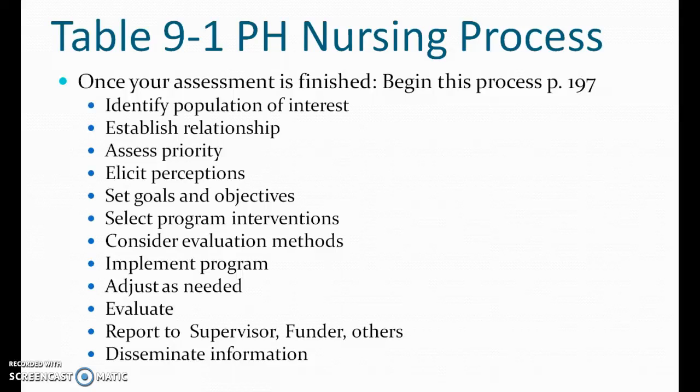So again, you're going to identify the population of interest, establish a relationship, assess priorities, elicit perceptions from those around you, set goals and write objectives, select program interventions, consider evaluation methods, implement the program, adjust as needed, evaluate. Report to your supervisor, your funder, your grantor, and others, and then disseminate information so that others can learn from you. Make posters at conferences, which you will do next semester, and promote your work. So really those can be applied at the systems level, at the community level, and at the individual level.